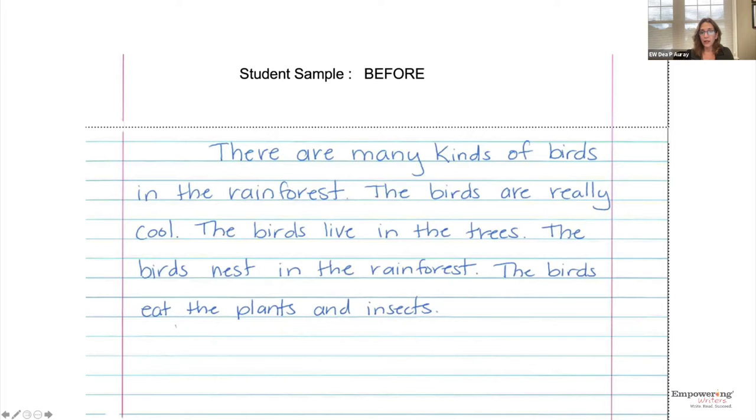There are many kinds of birds in the rainforest. The birds are really cool. The birds live in the trees. The birds nest in the rainforest. The birds eat the plants and insects.